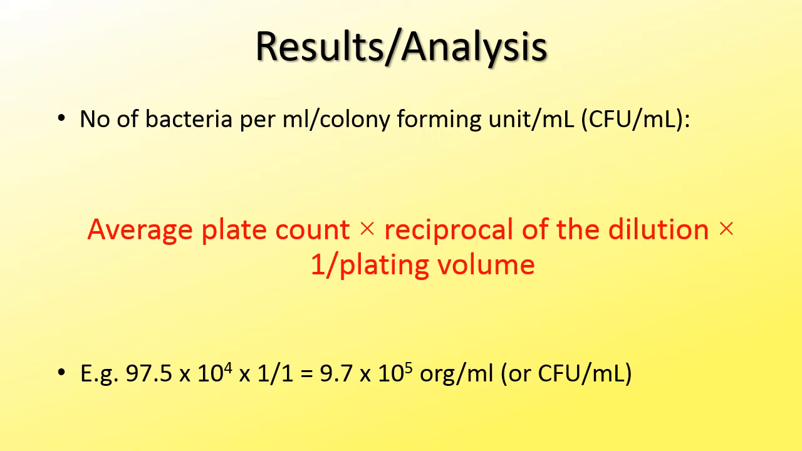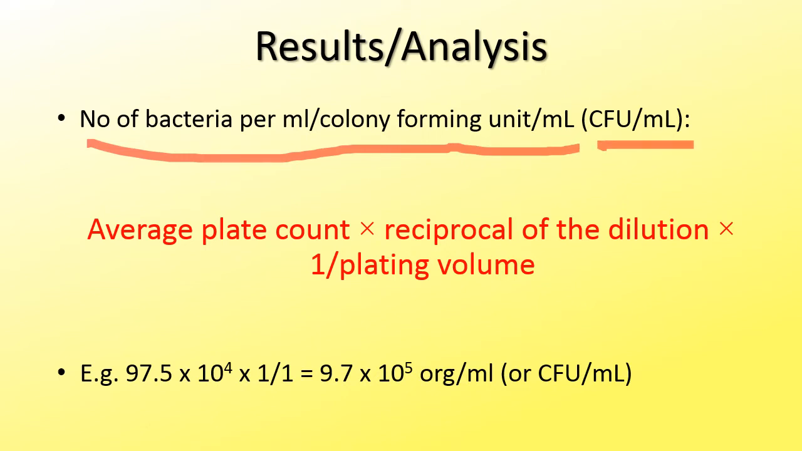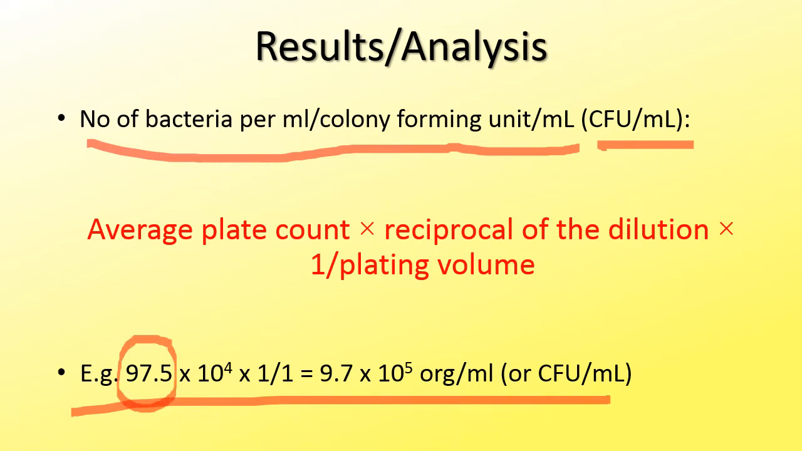The unit to measure the number of bacteria is number of bacteria per mil, or colony forming units per mil, in short form CFU per mil. And this is the formula: average plate count times the reciprocal of the dilution, or dilution factor, times 1 divided by the plating volume. Let's say the average plate count is 97, times the dilution factor 10 to the power of 4, and 1 divided by the plating volume, which is 1. Then you get 9.7 times 10 to the power of 5 organisms per mil, or you can also put it as CFU per mil.